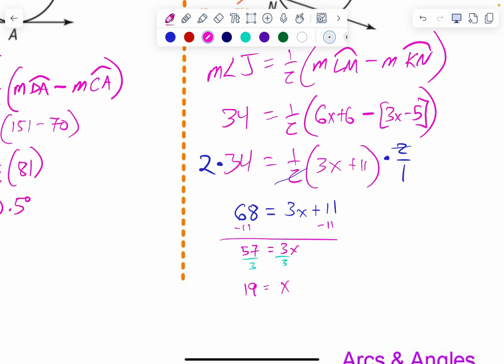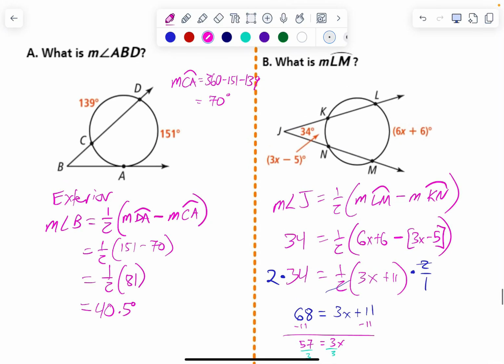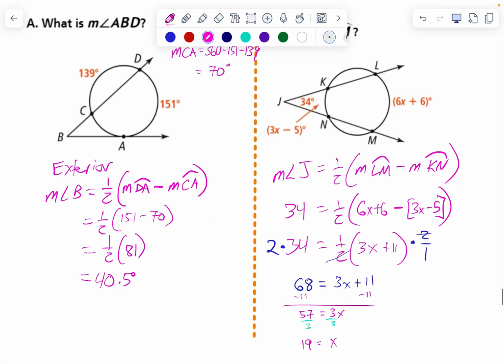Now that's not what the problem wanted us to find. If you look, it says find the measure of arc LM. So we take our 19 back in here. So 6 times 19 plus 6. 120, I think.